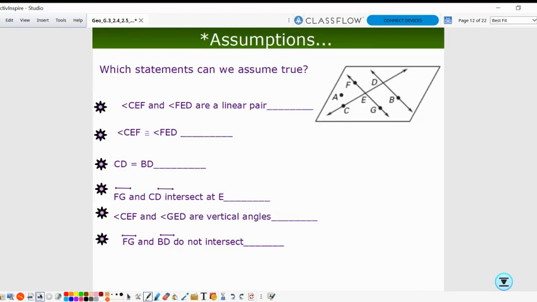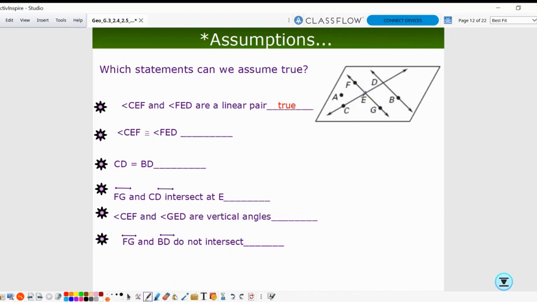So let's try and see if we can say true or false to the following statements using this diagram. CEF and FED are linear pairs. Is that true or false? That one you can assume to be true.